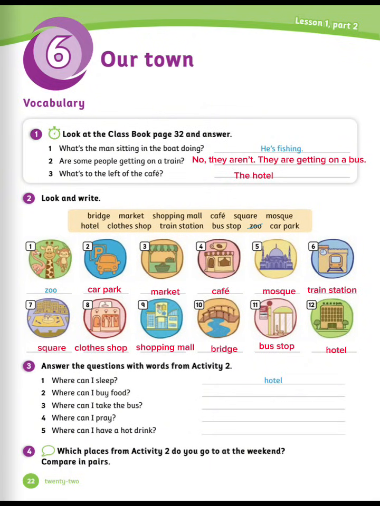Let's see the answers. Number 1. Where can I sleep? Hotel. Number 2. Where can I buy food? Market or shopping mall. Number 3. Where can I take the bus? Bus stop. Number 4. Where can I pray? Mosque. Number 5. Where can I have a hot drink? The cafe.